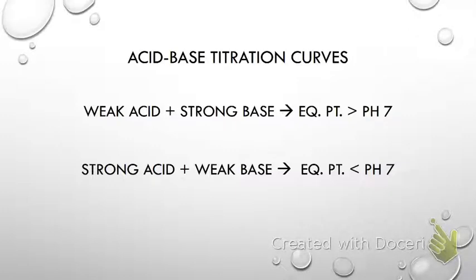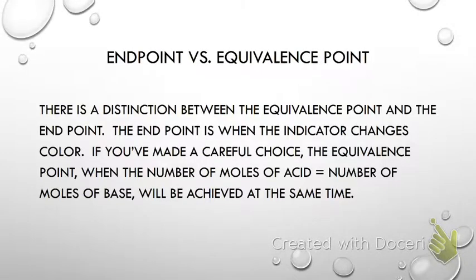So if I have a weak acid and a strong base, my equivalence point will be higher than a pH of 7. If I have a strong acid with a weak base, my equivalence point will be less than 7. Okay? And I know on yours it's a funny looking arrow, because whenever it converted from PDF to Word, it does some crazy things with the symbols. Okay? There is a distinction between an endpoint and equivalence point.